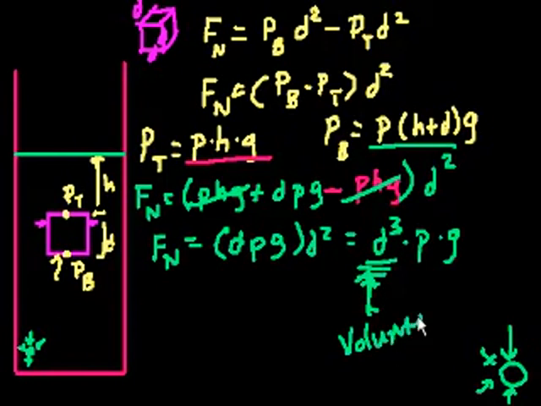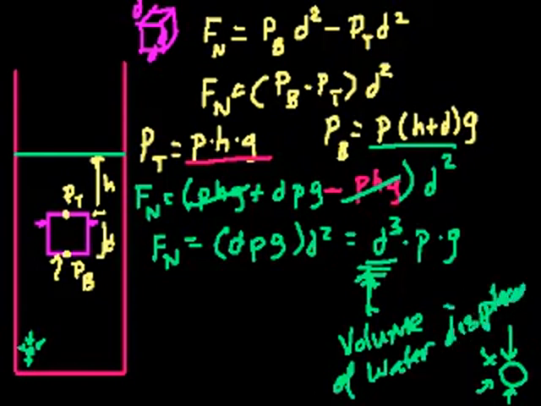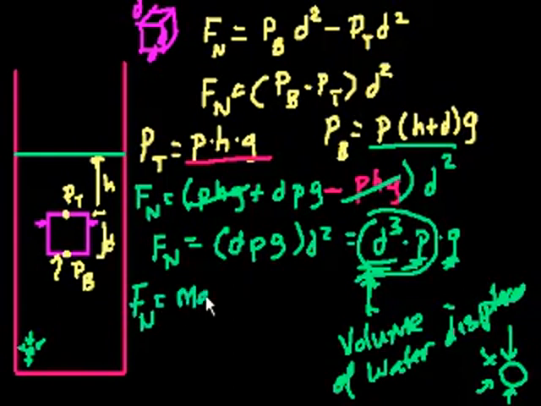Volume, it's also the volume of the cube. Volume of water displaced. This is what? This is the density. I keep saying water, but let's just say it's water, but it could be any liquid. This is the density of the liquid. This is the gravity. So what is this? Volume times density is the mass of the liquid displaced, right? So the net force is also equal to the mass of liquid displaced times gravity.